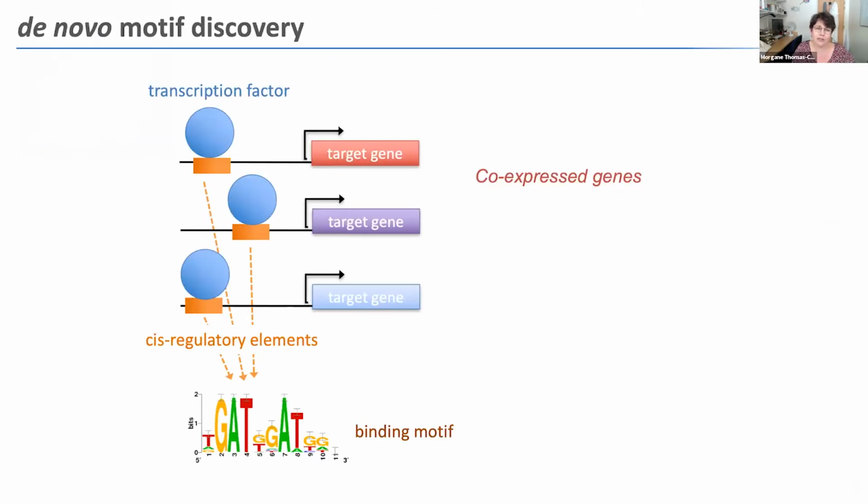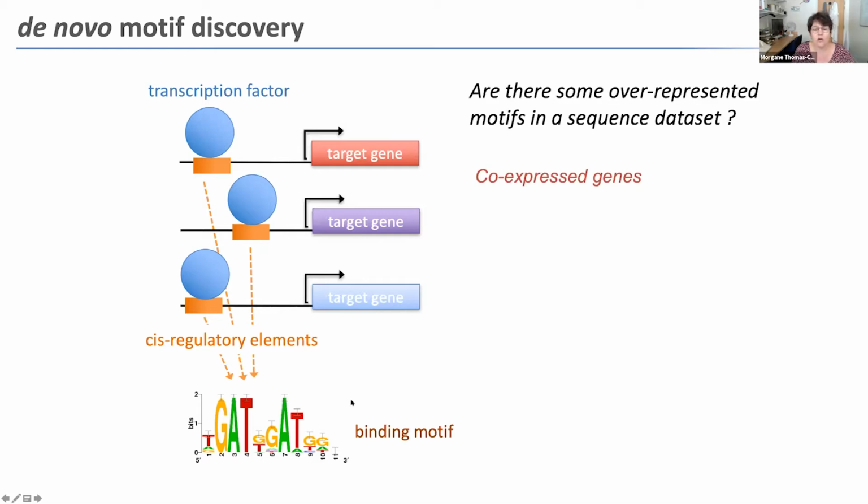So I wanted to explain a bit about motif discovery, just to be sure that we all understand the same thing. Here, I take the example where we have a few target genes that are co-expressed and co-regulated because they are bound by a transcription factor, here represented by the blue circle, on cis-regulatory elements, the transcription factor binding sites, here represented in orange. Out of that, what we want is to find the binding motif that is common. If we rephrase that, the idea is: are there some overrepresented motifs in a sequence data set?